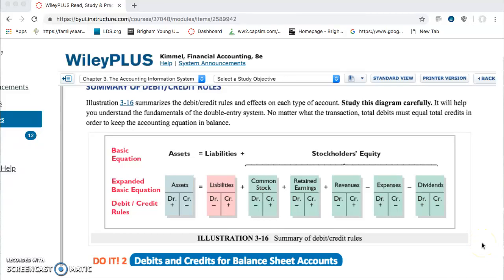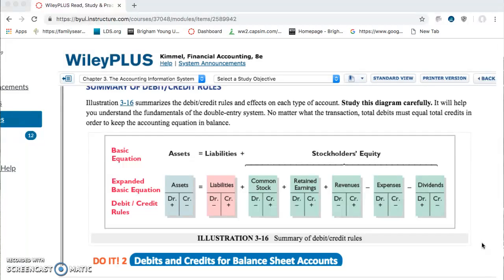Hey everyone, I'm going to try and explain a little bit about dividends and why it's in the debit column of the debit and credit table. I hope this makes sense to you. I'm doing this also for my sake because this chapter has been really confusing for me to try and figure out what's going on with debits and credits.